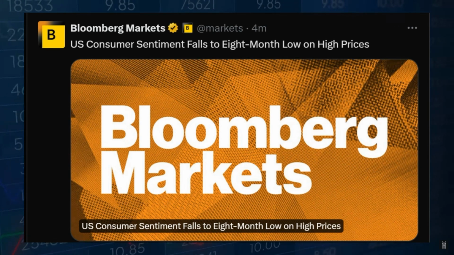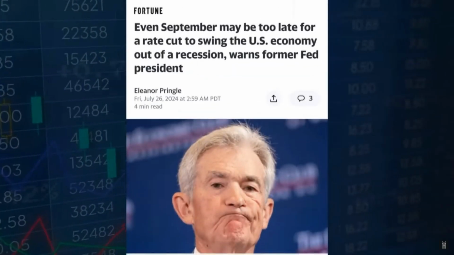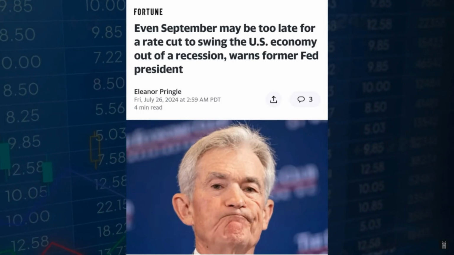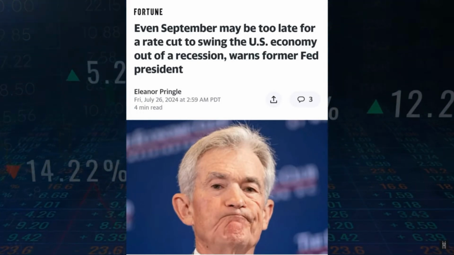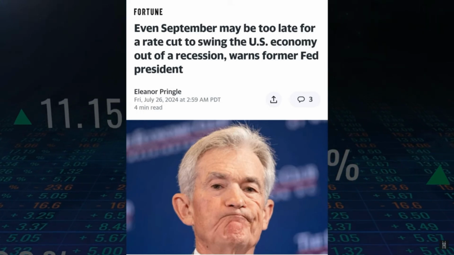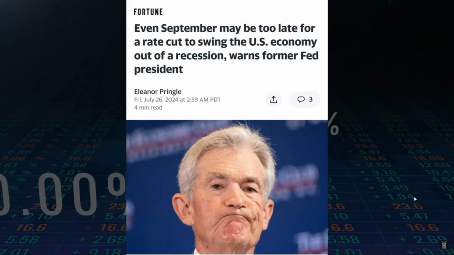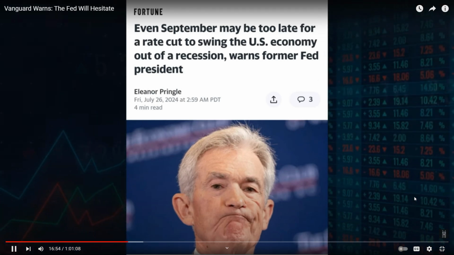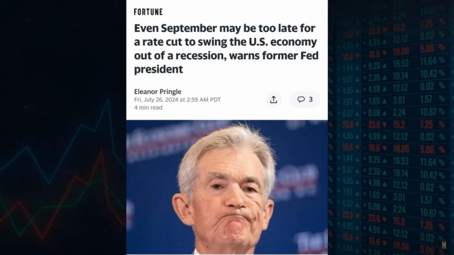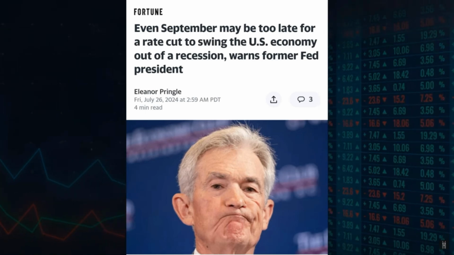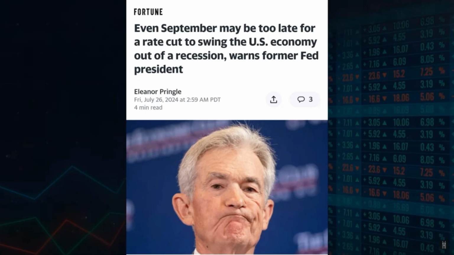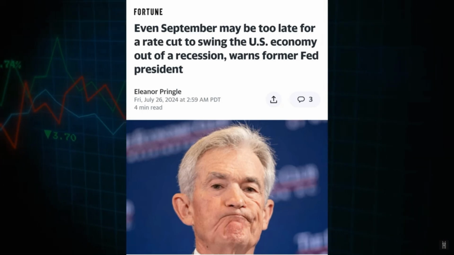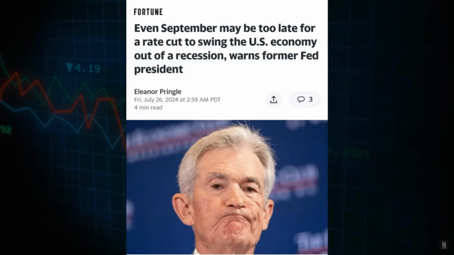And even somebody like Bill Dudley, who I would consider a rational former member of the Fed, you got to remember he kept saying that the Fed is not doing enough, they should hike rates more. Now he flip-flopped all of a sudden, and it made headlines in the market this week. He said even September may be too late for a rate cut to swing the U.S. economy out of a recession. As if Bill Dudley is saying, look, based on the evidence that we got so far, we're heading into a recession, no doubt about it. And if the Fed cuts rates by September, it'll be too late. As if he's suggesting that the Fed should do it now in this upcoming meeting.